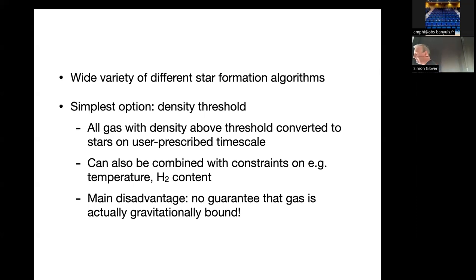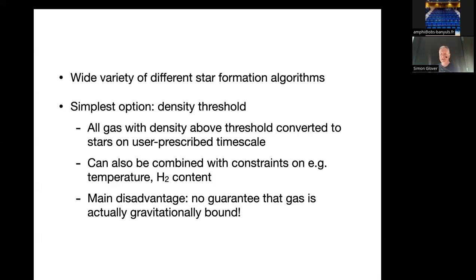More complicated versions of this don't just put in a threshold in density, they also look at things like the molecular hydrogen content. This is quite a common idea in cosmological simulations of galaxy formation, where you only allow stars to form in molecular gas. Or you can also look at the temperature, and this is to avoid trying to form stars in gas which has just been shock heated. So it might be dense, but it's at 10^6 Kelvin. That stuff shouldn't be forming stars. Now, these are all pretty simple to implement numerically.